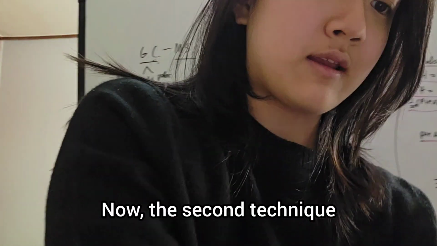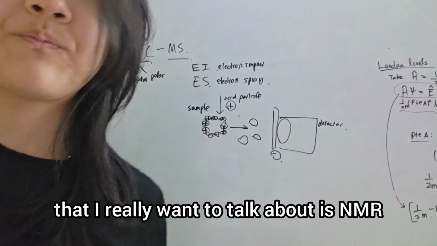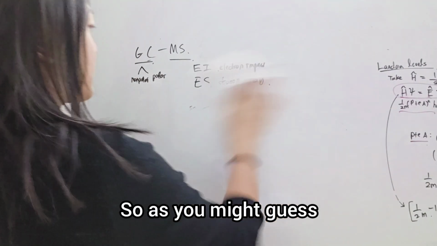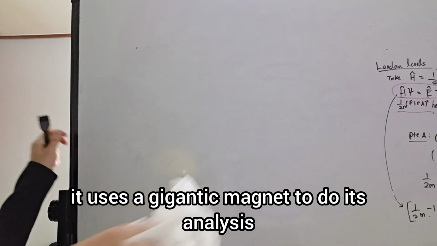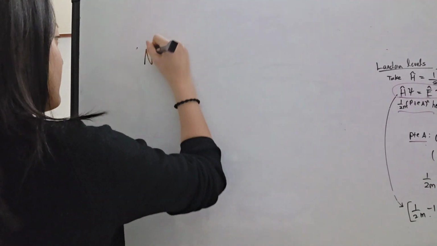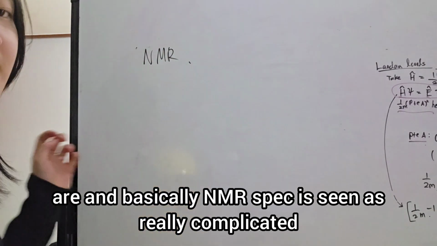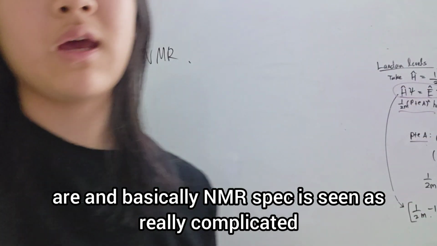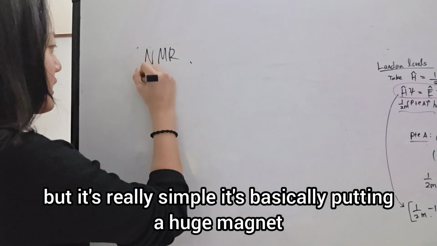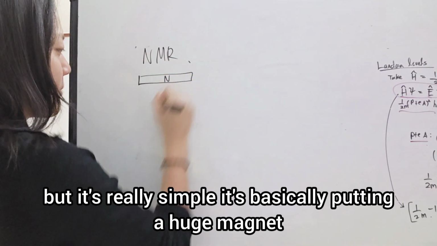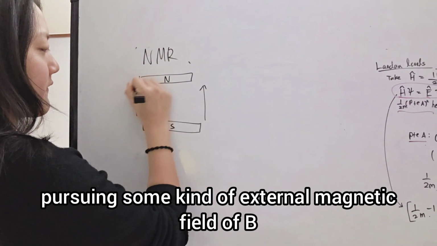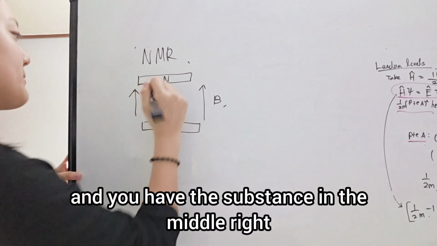Now the second technique that I really want to talk about is NMR. It's nuclear magnetic resonance. As you might guess, it uses a gigantic magnet to do its analysis. NMR spec is seen as really complicated, but it's really simple. It's basically putting a huge magnet, producing some kind of external magnetic field B, and you have the substance in the middle, right?